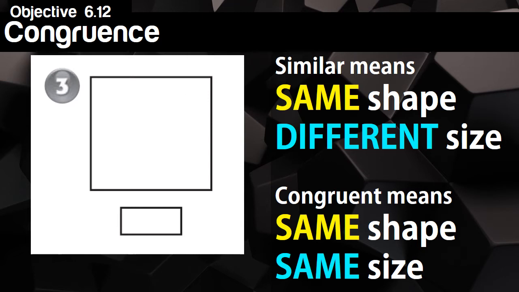And so here we have number 3, we have two completely different shapes here. They're different shapes and they're different sizes. So we can classify that as neither. So that's neither similar nor congruent.